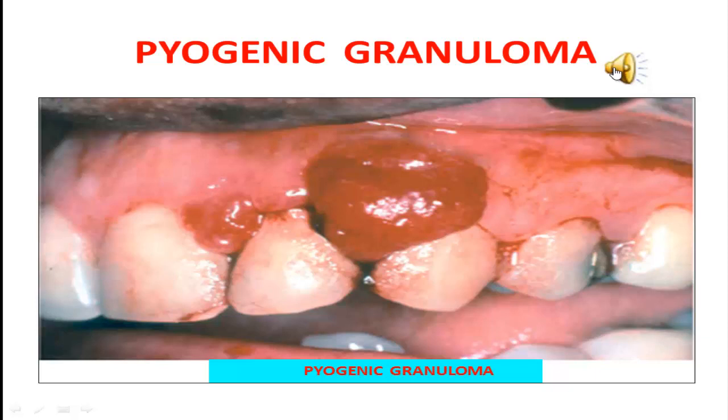The picture in this slide reveals the gross appearance of a pyogenic granuloma, appearing as an erythematous hemorrhagic exophytic mass arising from the gingival mucosa.